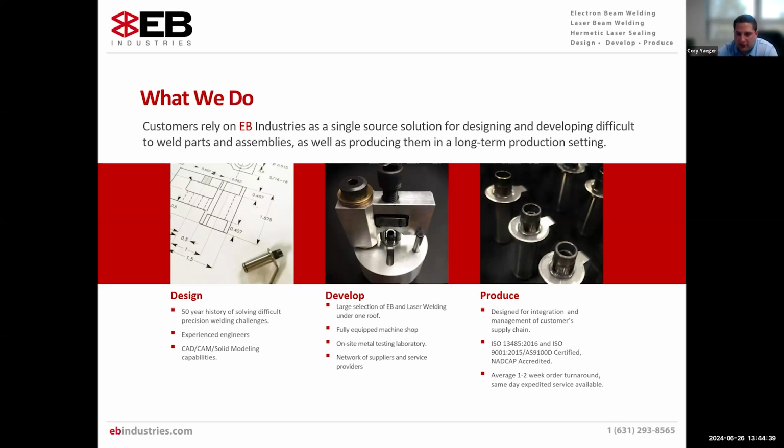Our on-site metallurgical lab allows us to cross-section, polish, and etch our weld cross-sections to ensure the internal quality of the weld is sufficient before proceeding to weld a batch of production parts. Our large network of suppliers and service providers allows us to help put together the right supply chain for you that we are very experienced with handling. So the supply chain includes processes like machining, heat treating, and several NDT processes.